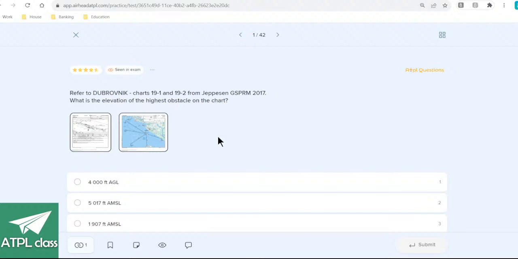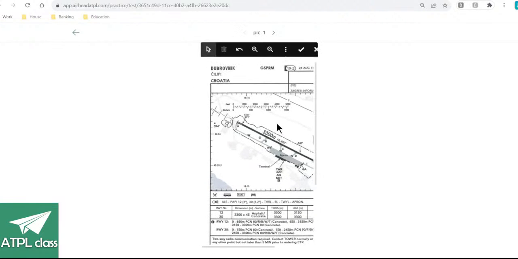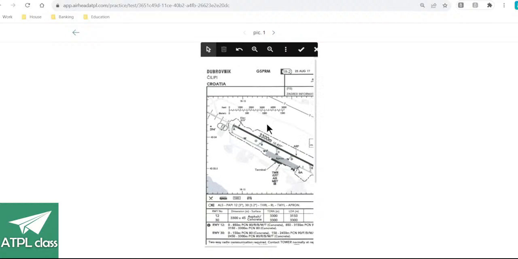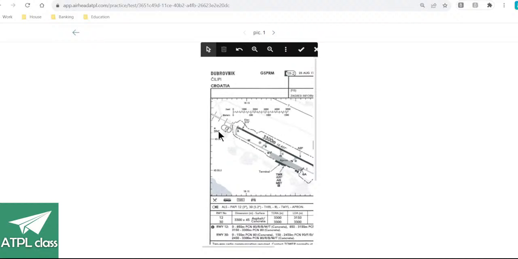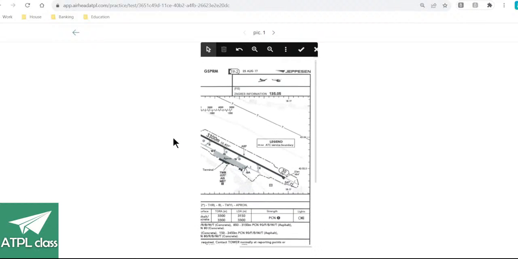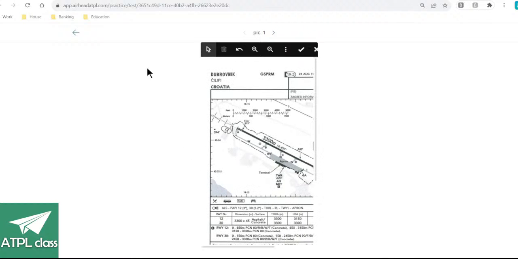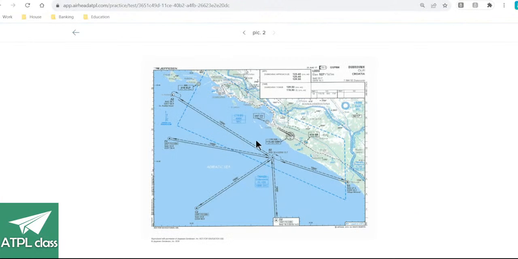Question 1, refer to Dubrovnik charts 19.1 and 19.2 from the Jepson manual. What is the elevation of the highest obstacle on the chart? But they've given us 2 charts. Funny. Okay, 19.1 is this, the ground chart for taxiing and stuff. I doubt this is going to have the highest elevation on it. We can see a spot height there of 594 feet. That seems to be the highest one on the chart, so let's not go for that.